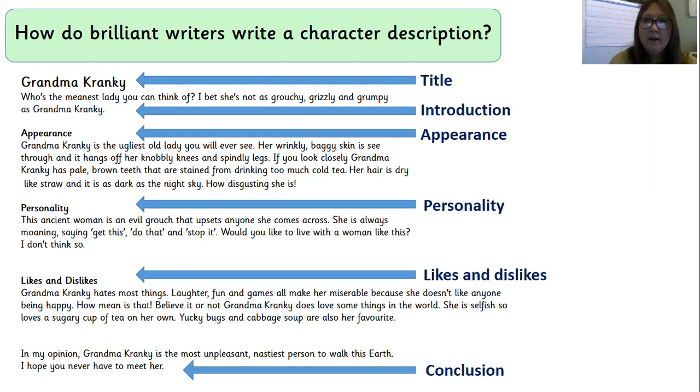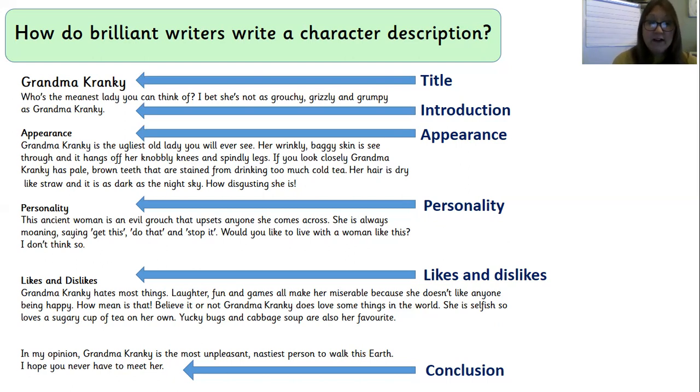This ancient woman is an evil grouch that upsets anyone she comes across. She is always moaning, saying, "Get this and do that and stop it." Would you like to live with a woman like this? I don't think so. So again, there we've got a question and we've got some examples of commands as well.